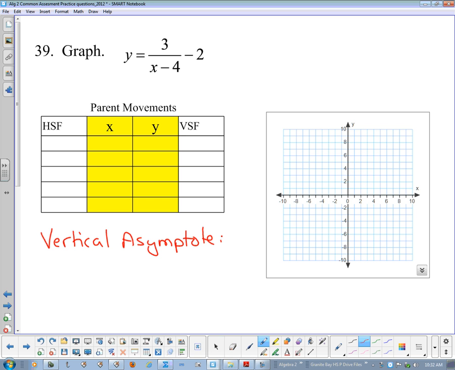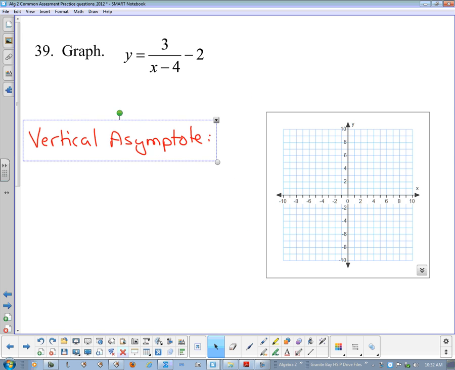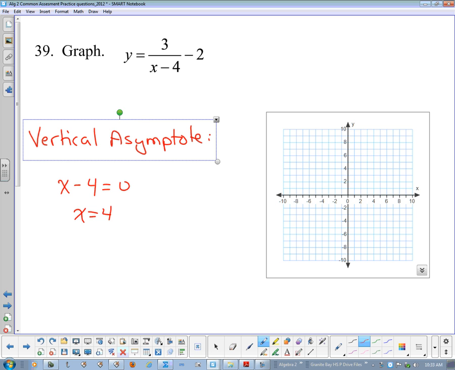So what you're going to do is find the vertical asymptote. We don't need any of that. I'm going to get rid of it. We're going to find this vertical asymptote by setting the denominator equal to 0 and solving: x equals 0. Here's your vertical asymptote. Go ahead and draw it in.